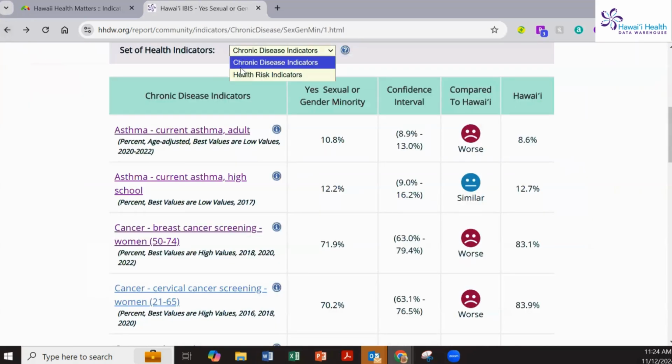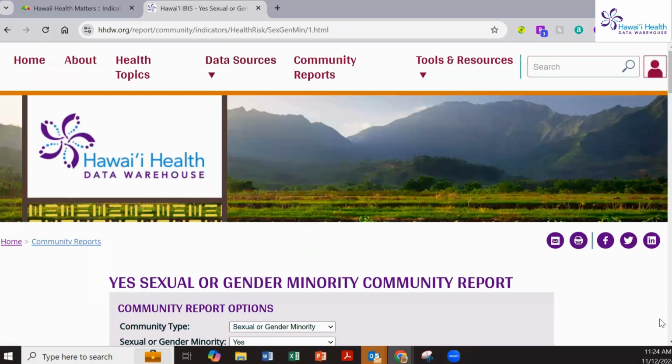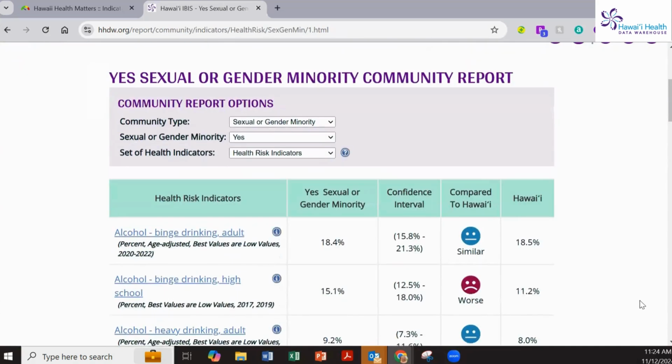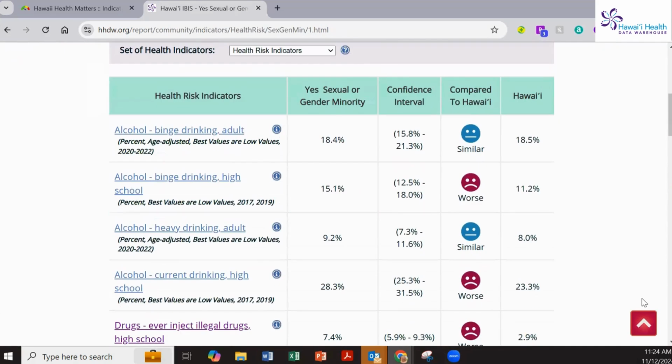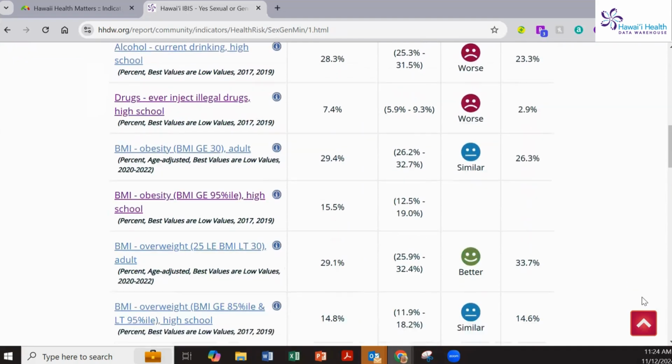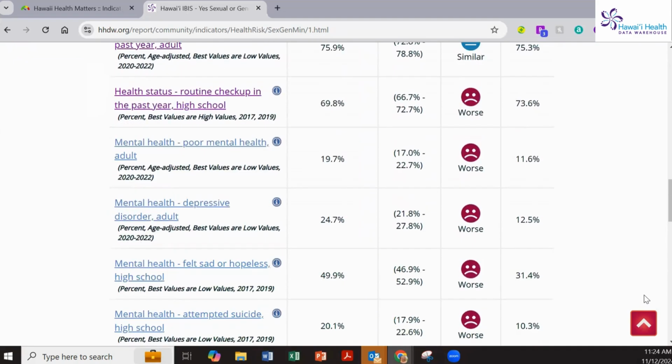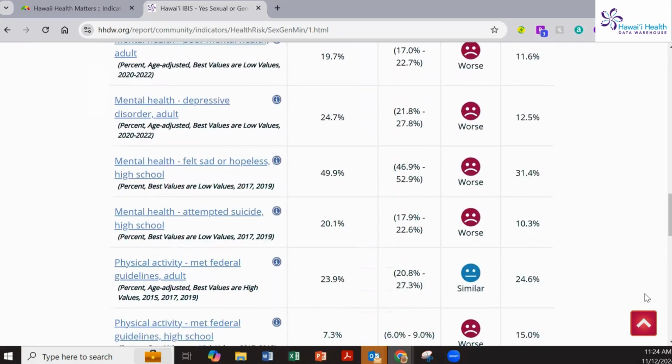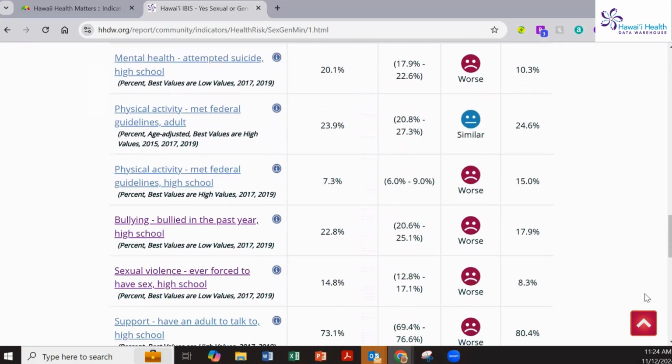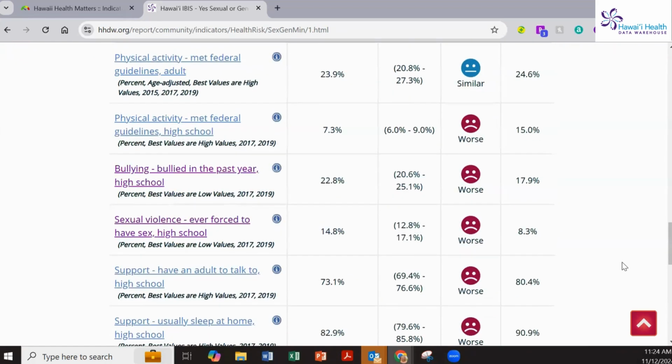So quickly, let's just look at the health risk behaviors. So this is another set of indicators that are displayed the same way. So we have alcohol, drug use, obesity, healthcare access, mental health. This is just a great way, like I said, to see an overview of some of the important indicators and how this particular community is measuring up to the rest of the state.